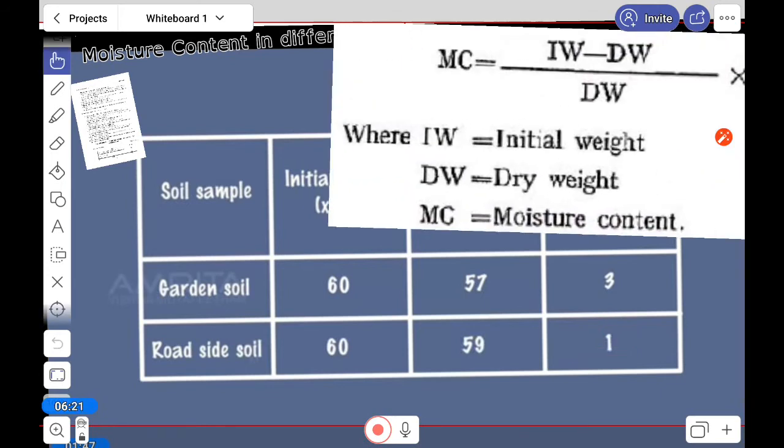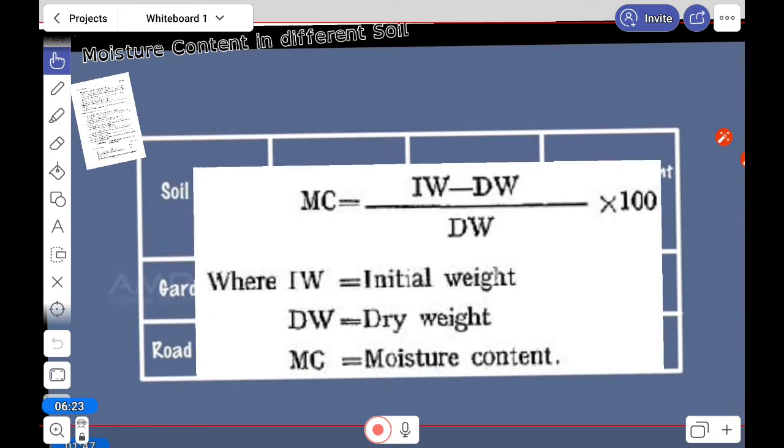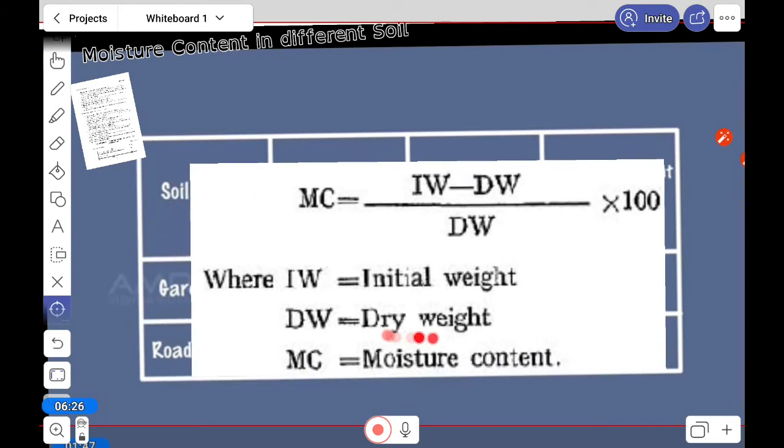Now here is the calculation, just see that. Moisture content will be the initial weight minus the dry weight, the weight after drying, which will be less than the initial weight, multiplied by 100. This is a very simple calculation. Here is the moisture contained in the different soils. When we do that experiment in the laboratory, they will give some other instructions. Okay, I think you got this.